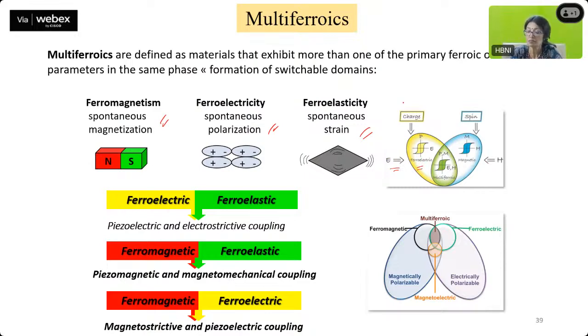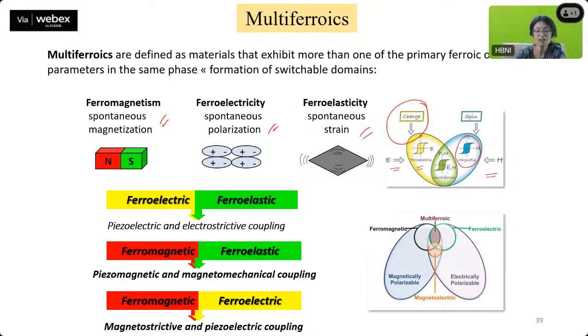When a magnetic field is applied, a ferromagnetic material will show a hysteresis loop, M versus H, as you can see over here. Whereas in multiferroics, when an E is applied, M changes, or when H is applied, P changes, the electrical polarization changes.